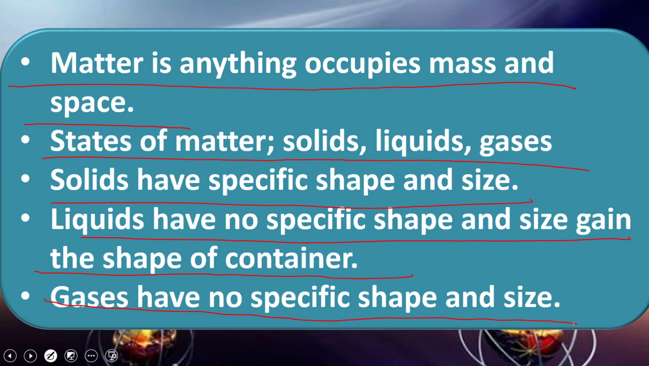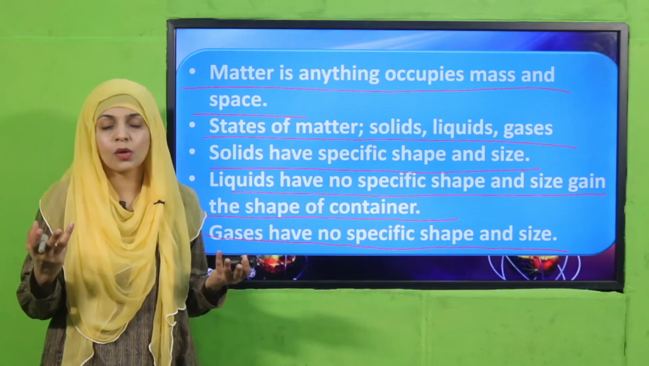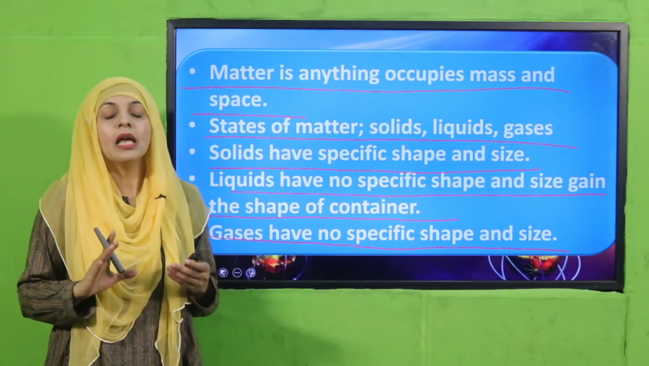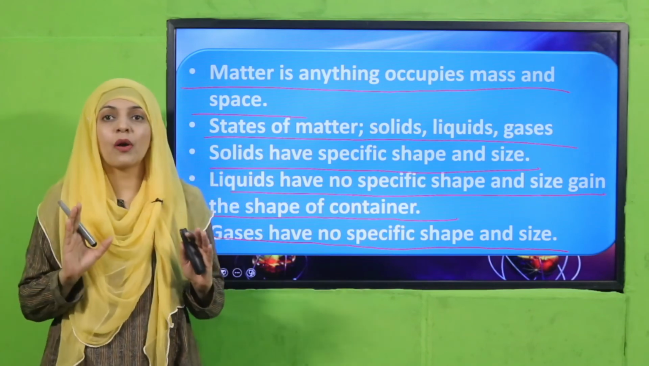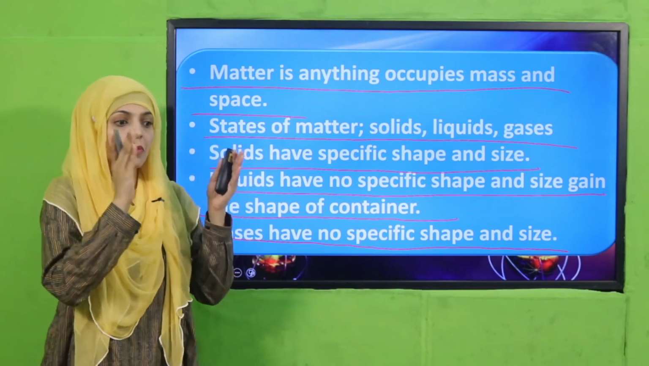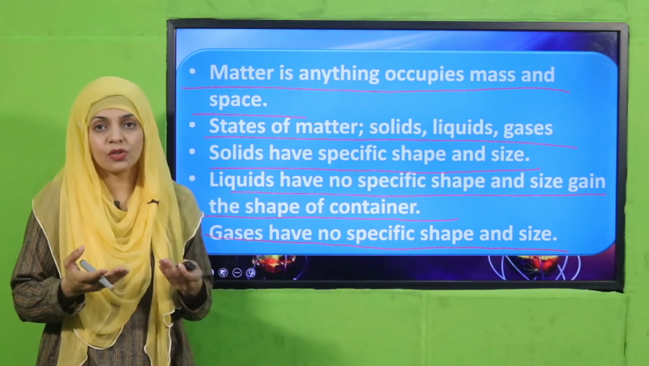So my dear students, this is it. We have discussed all the properties of the three states of matter. What is matter? What is mass? We have discussed this. Now you are able to look at different objects around you, and you can tell that which is solid, which is liquid, and which is gas. According to their properties, you can tell that.